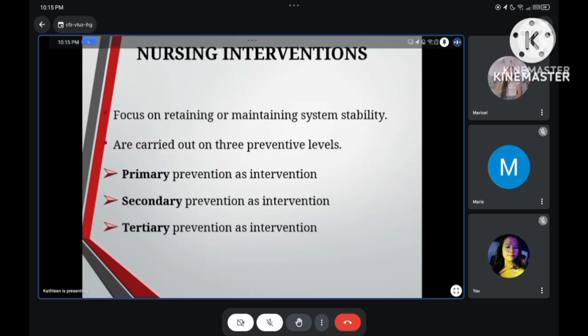The nursing interventions are focused on retaining or maintaining stability. These are carried out on three preventive levels. The first is primary prevention as intervention, the second is secondary prevention as intervention, and the third is tertiary prevention as intervention. Primary prevention is before stressors impact. An example is health education to promote lifestyle changes.